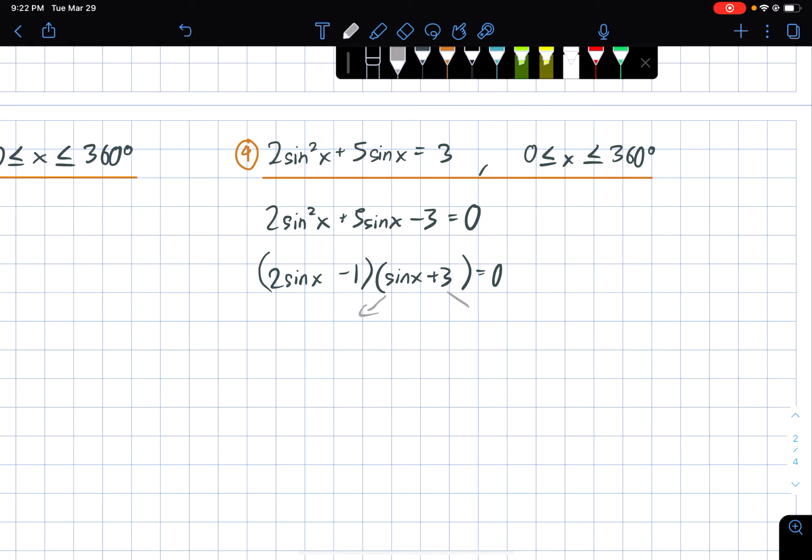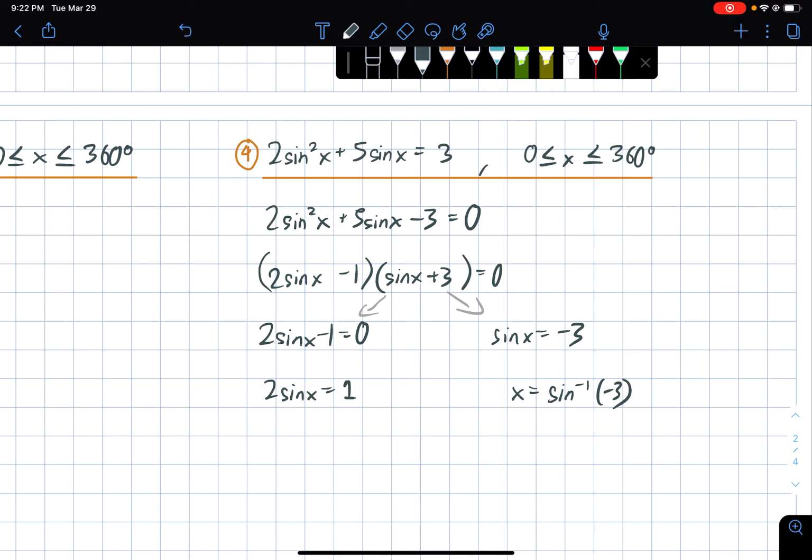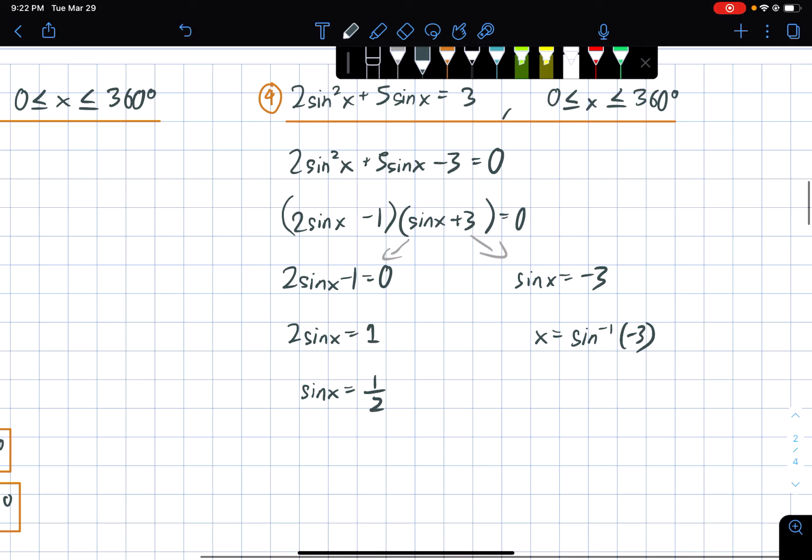Now we can make two equations out of it. So 2 sine x minus 1 is equal to 0. Sine x is equal to negative 3. Sine x is equal to 1. Sine x, x is equal to the arcsine of negative 3. On the other side, sine x is equal to 1 over 2. X is equal to the arcsine of 1 over 2. So that's how we solve it. Let's use our calculators.